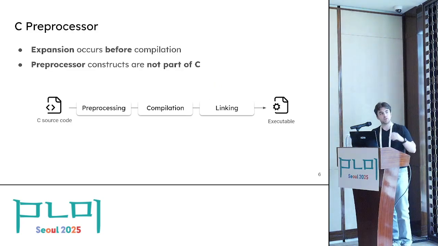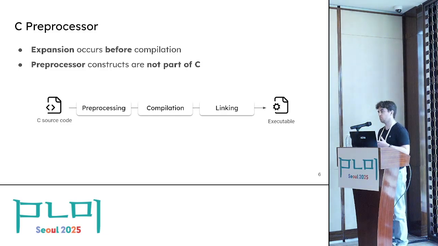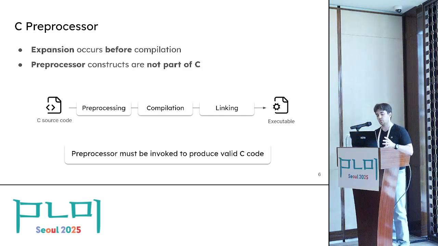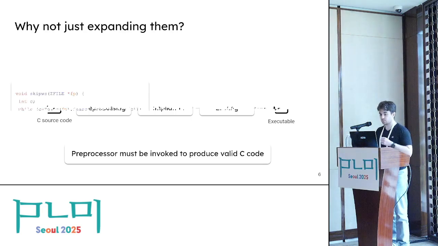So the preprocessor, what's the deal with this? The preprocessor is a step, as the name implies, which occurs before compilation. And essentially it will expand some preprocessing directives into the source file and then pass it on to the compiler. And these preprocessor constructs are not actually part of C, and that's really important. And that means that we have to run the preprocessor to be able to have a file which we can parse and which we can even transpile.